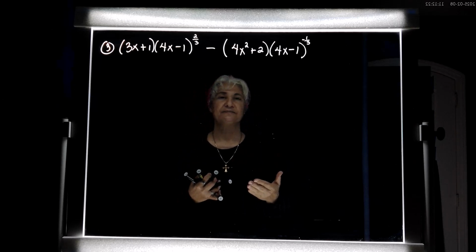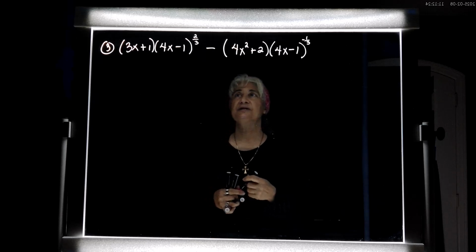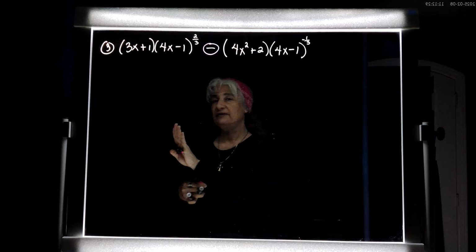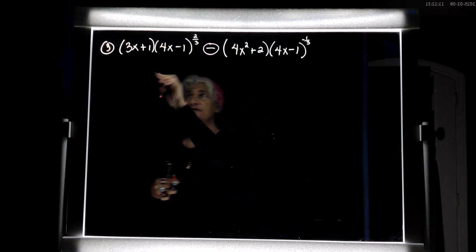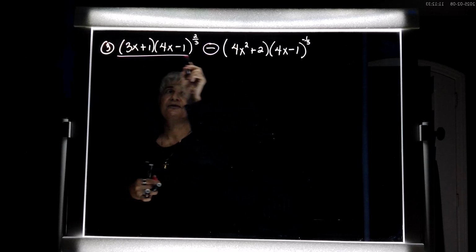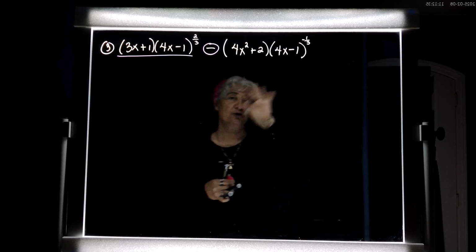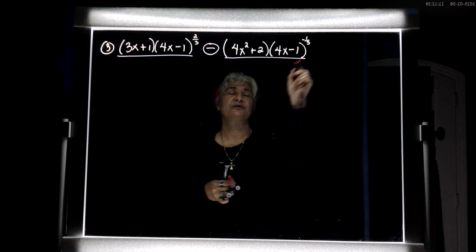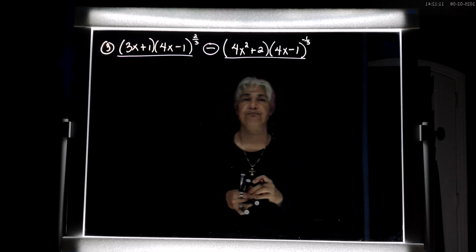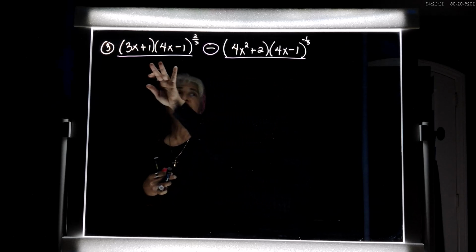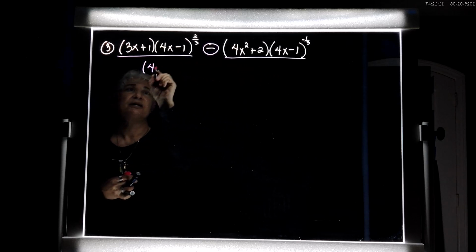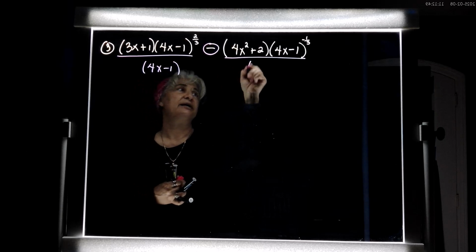So how do I start? Identify how many terms. Good. I see the subtraction sign in the middle. To the left of the subtraction sign, I have 2 parentheses multiplied together. That's 1 term. To the right of the subtraction sign, 2 parentheses multiplied together. That's 1 term. Got it. So, what's in common with both of these? The parenthesis of 4x minus 1. Excellent.